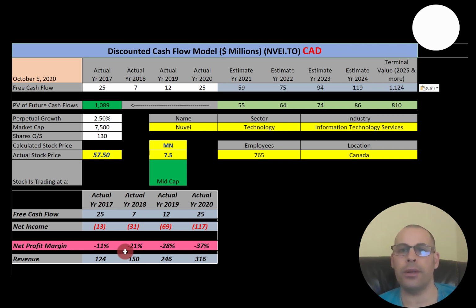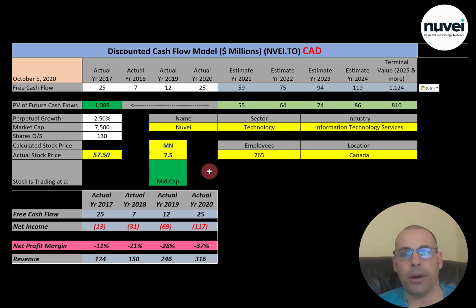Nuvei was founded in 2003 as Pivotal Payments. It's an electronic payment processing company. It's Canada's largest non-bank payment processor. The company went public last month with a $700 million IPO on the Toronto Stock Exchange. Let's get started with the model.